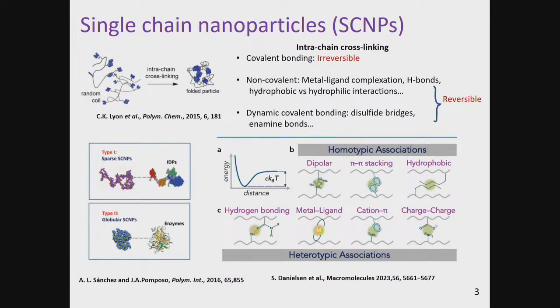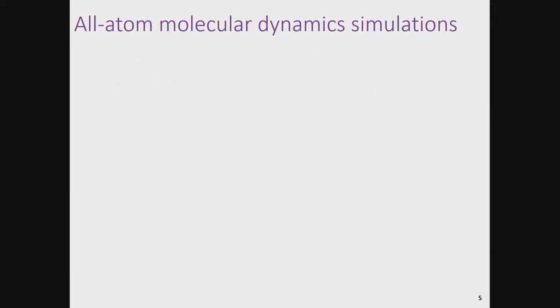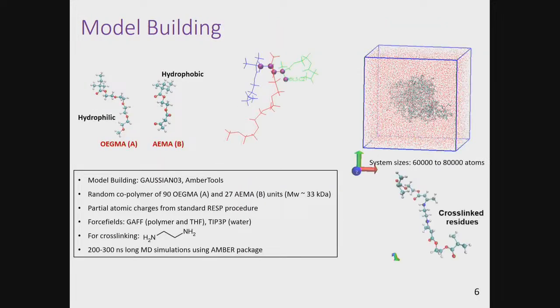Typically when these nanoparticles are synthesized, people use good solvents like THF. There the conformations are always sparse in nature. But like I said, for catalysis or drug delivery, you need a globular morphology. So we need strategies which can help us get such globular morphologies. That was one of the motivations for doing this work.